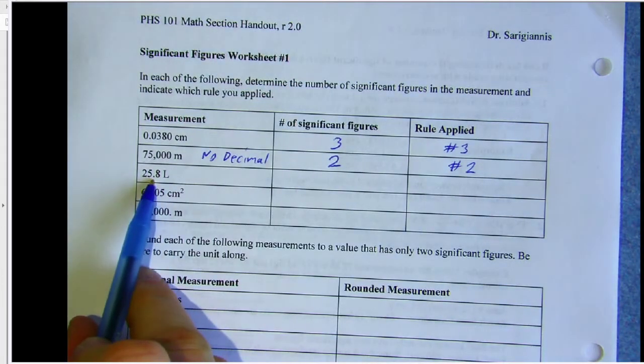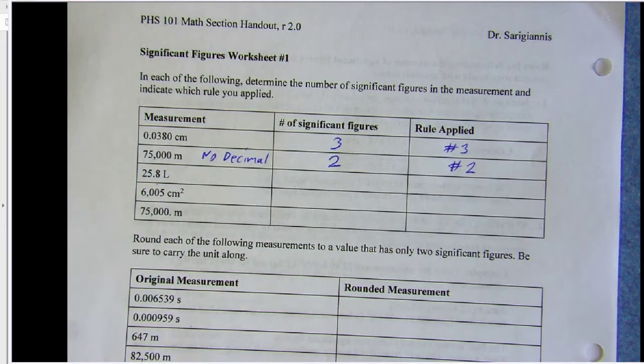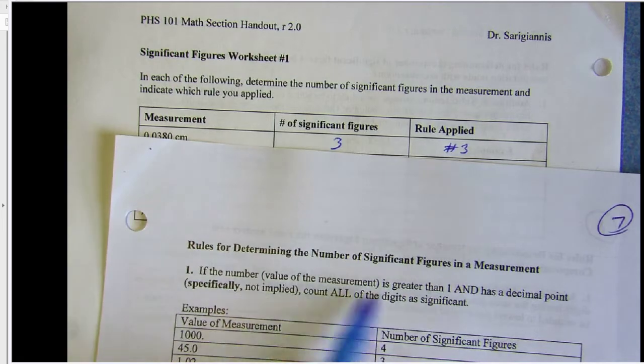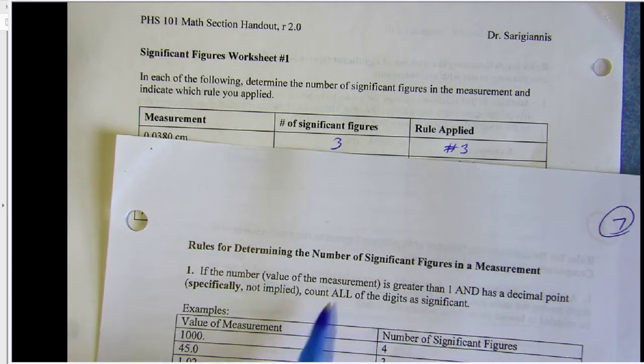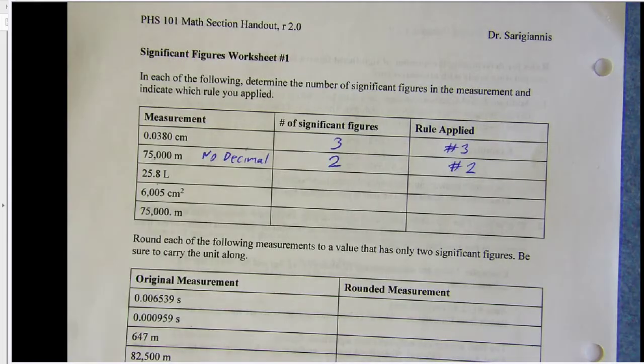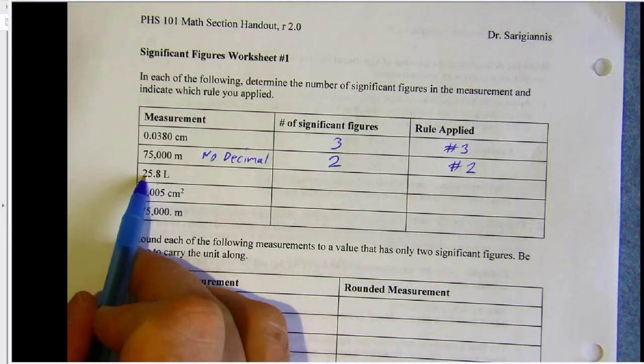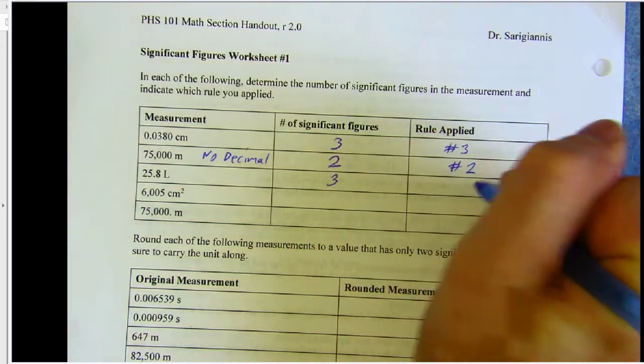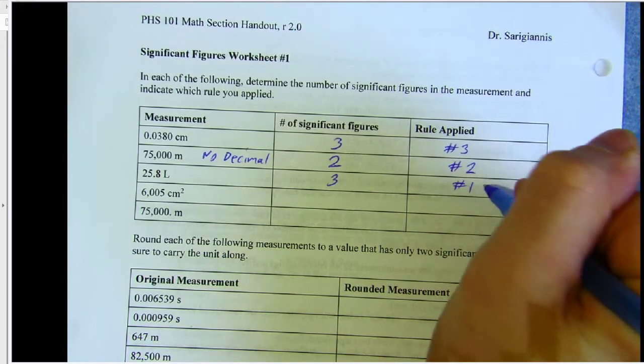All right, now we've got 25.8 liters, and that one actually has a decimal. So it's rule number 1. The number is greater than 1 and has a decimal point. Count all the digits as significant. So here we've got 25.8 liters. 1, 2, 3. 3 significant figures, and that's rule number 1.